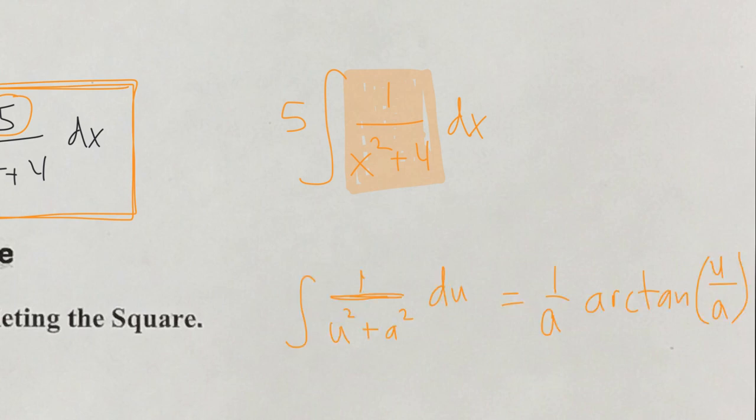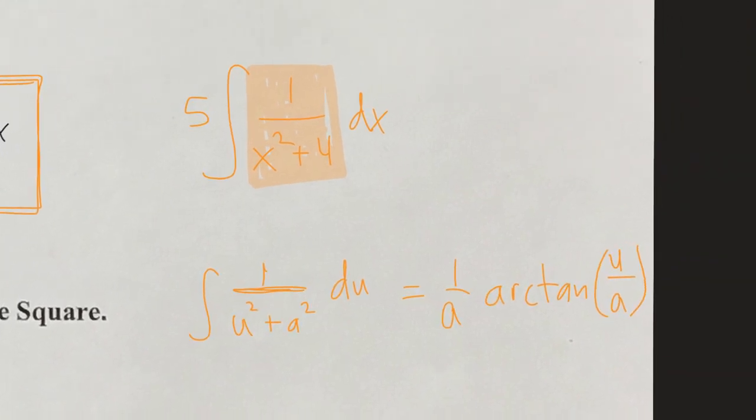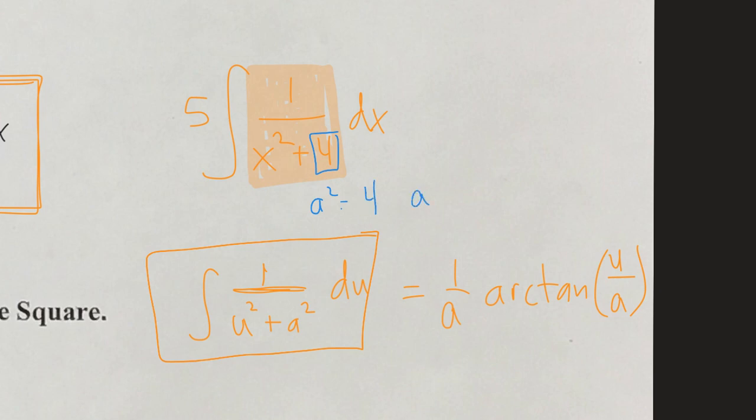So that is the integral that we're looking for, right? 1 over u squared plus a squared equals 1 over a. So we have to do a little bit of solving here, right? This should be a, so a squared equals 4, which means a is 2. So everywhere we see an a, we're going to put a 2 for our problem. And then x squared, so we want x to be the u value, right? So if u equals x squared, then so we're going to have an x up there.